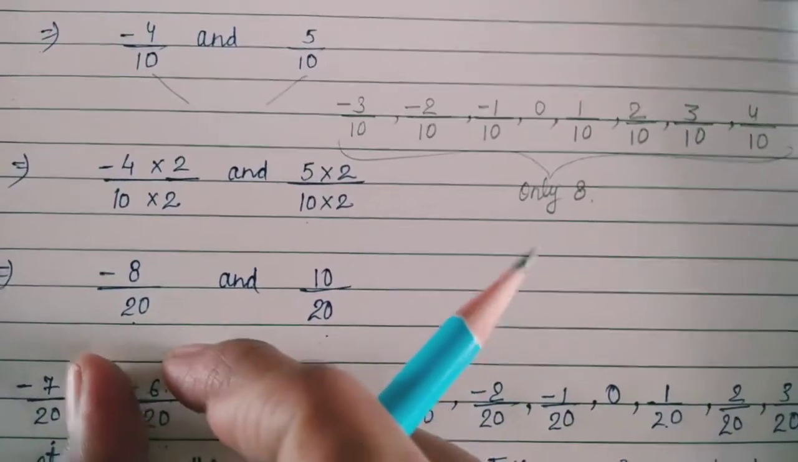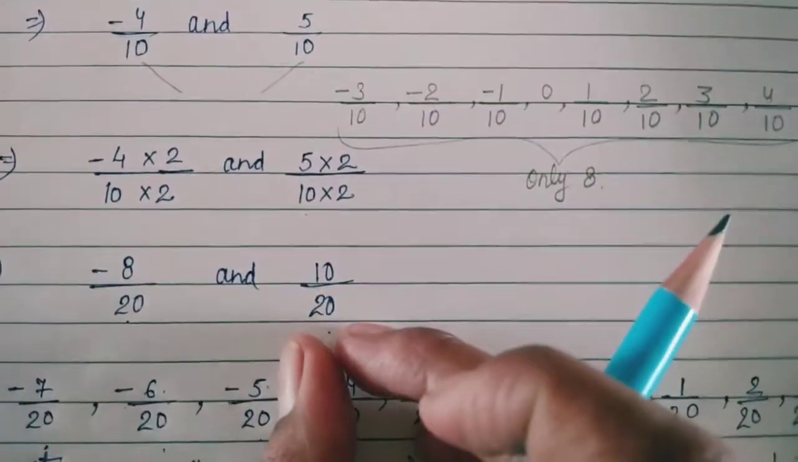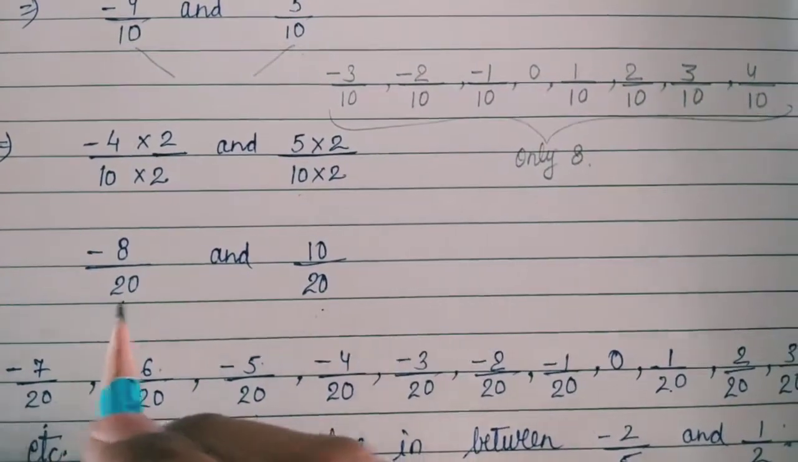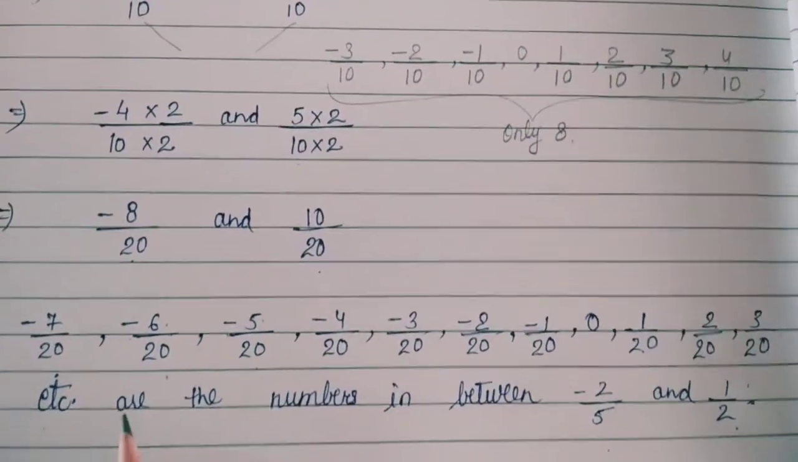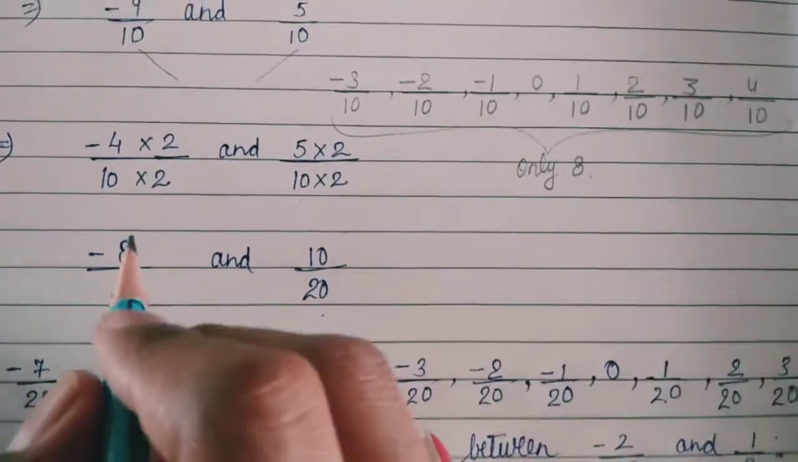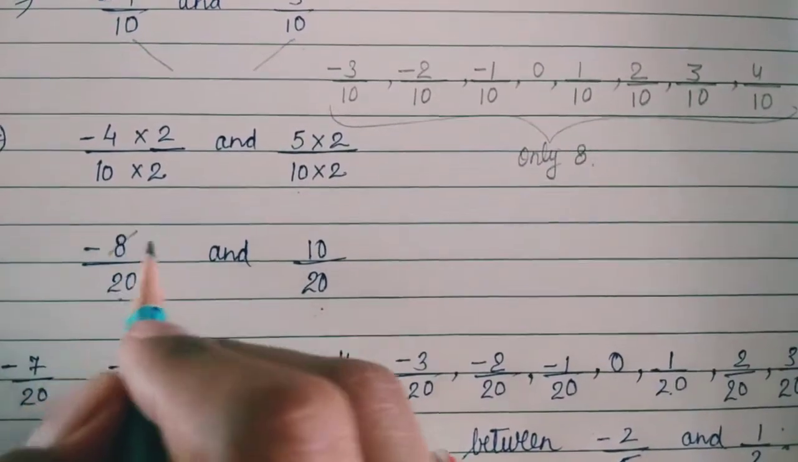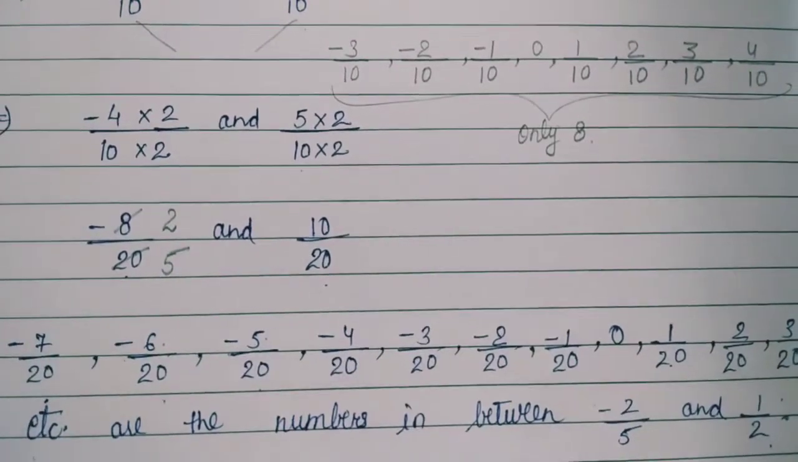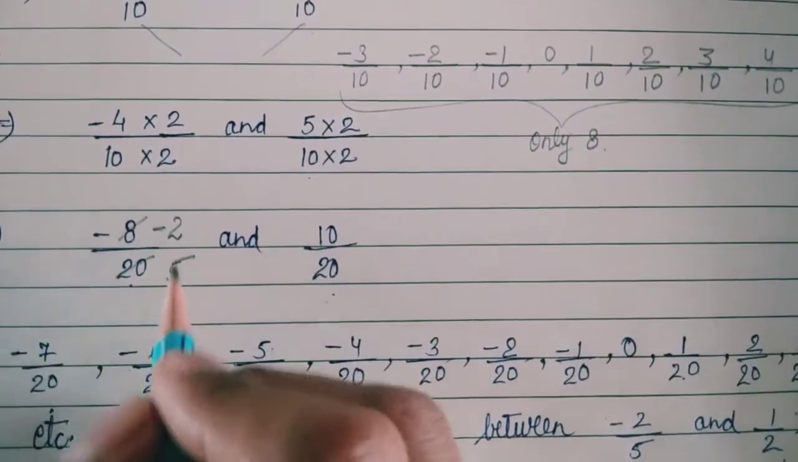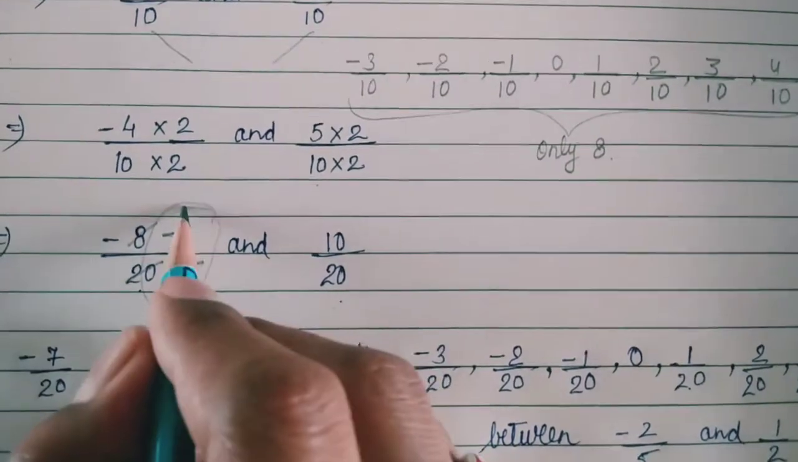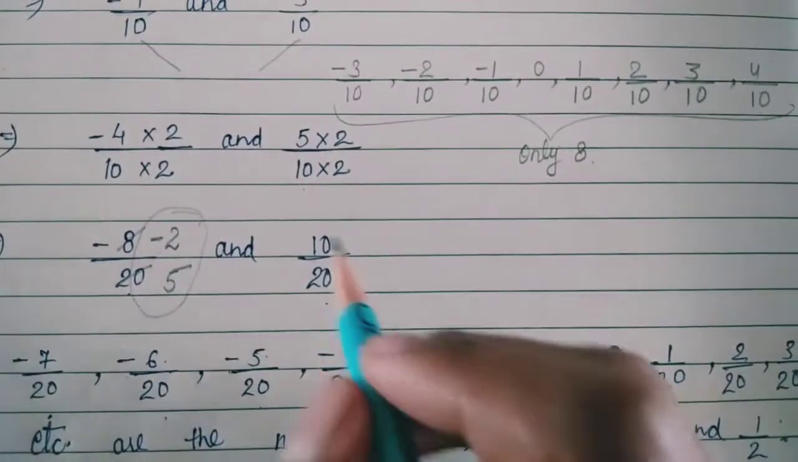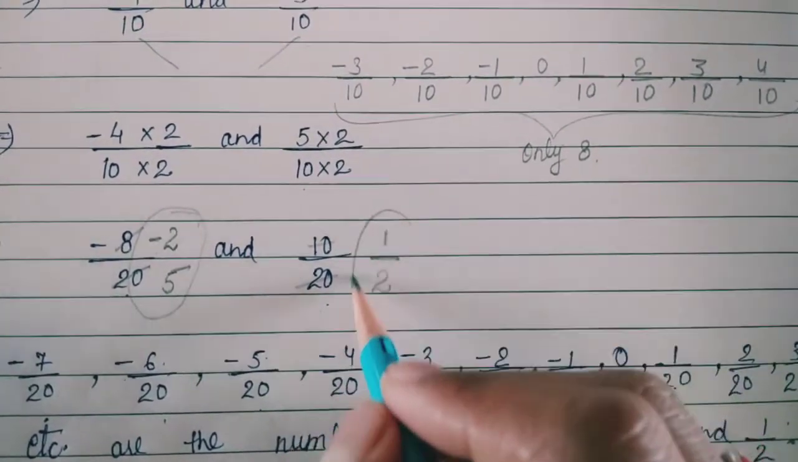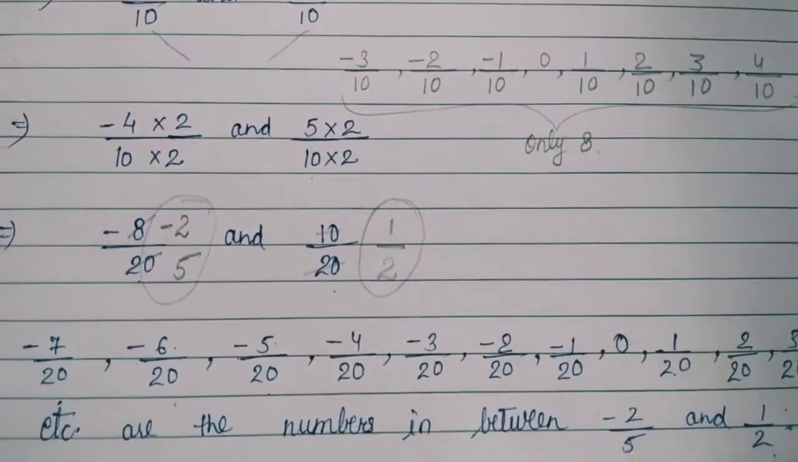When we simplify minus 8 upon 20 and 10 upon 20, that is, when we convert them into the smallest form, we simply get, 4 2s are 8, 4 5s are 20. So here we have minus 2 upon 5 in the simplest form. Here also 10 1s are 10, 10 2s are 20. Here also we have 1 upon 2 in the simplest form.